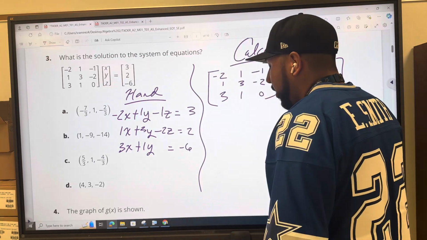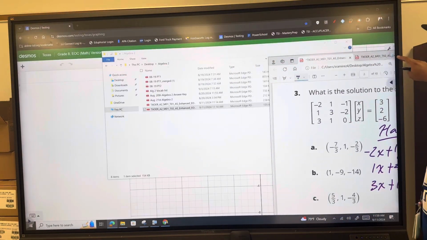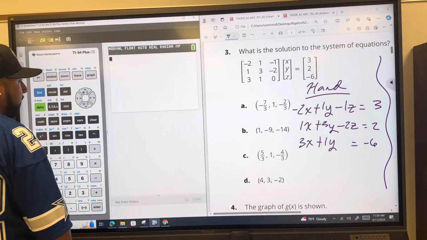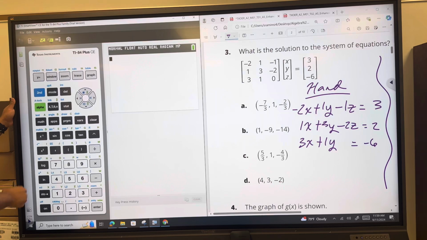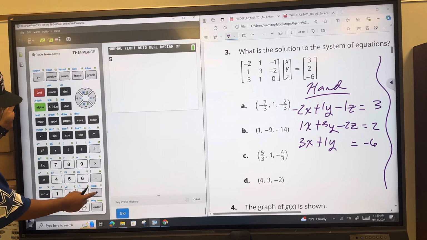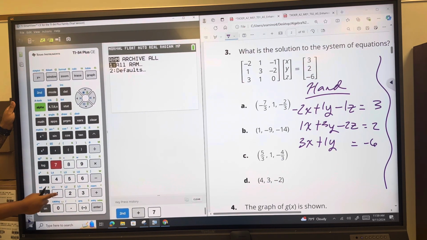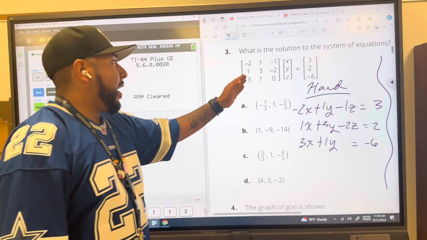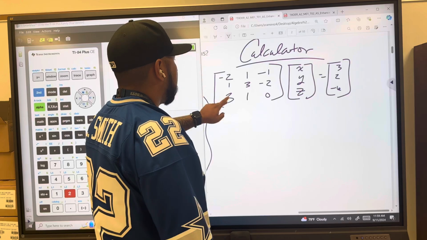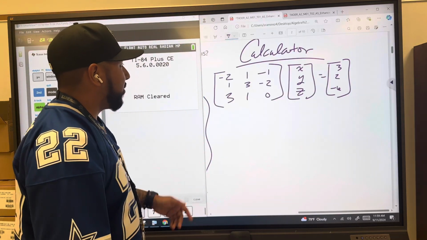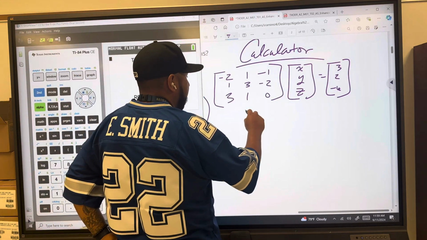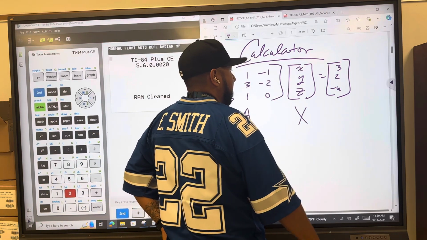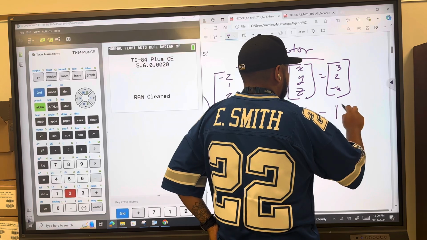Okay. Very important. I got my calculator here. I'm gonna make sure I reset it by pressing second, plus sign, 7, 1, 2. It is cleared, and now I have my matrices. Okay. I need to remember I need to define everything. This is matrix A. This is X equals my B.